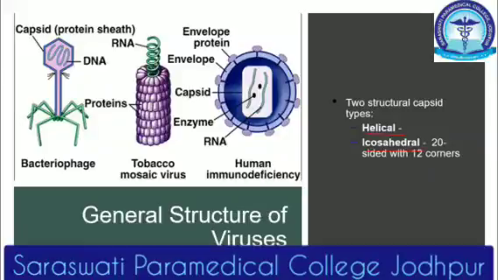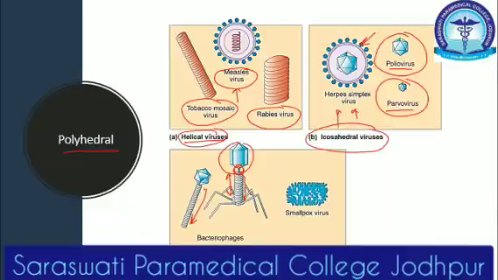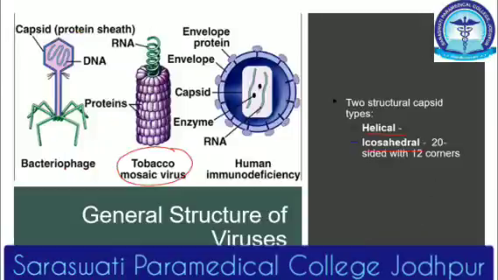Now, the difference between the helical and icosahedral: the helical is, for example, the tobacco mosaic virus, and icosahedral is the one that we studied here, like the polio virus that we discussed earlier, herpes simplex virus, and parvovirus. Icosahedral contains 20 sides with 12 corners, so it is a complex geometrical shape, whereas the helical structure is just made up of protein subunits.